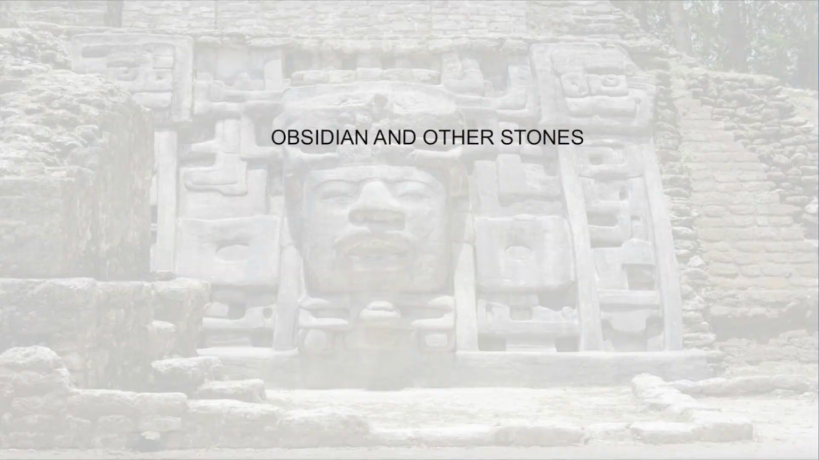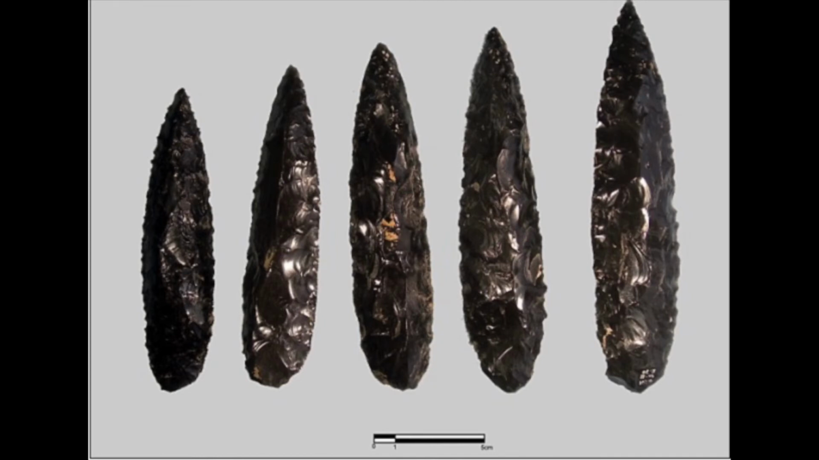Obsidian and other stones. Obsidian is another one of my favorites. It's a volcanic glass that is very beautiful and can be very sharp. These are obsidian blades. Remember how I said that rulers had to give blood to ensure that the crops flourished? The priests would often use blades like this to draw the blood.